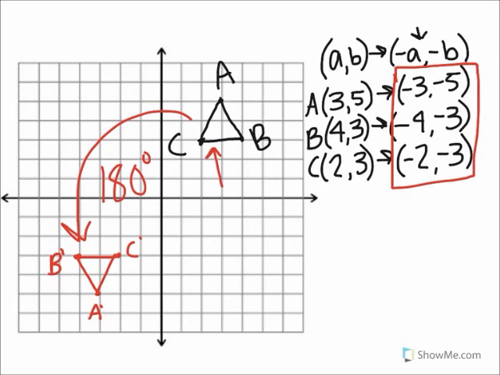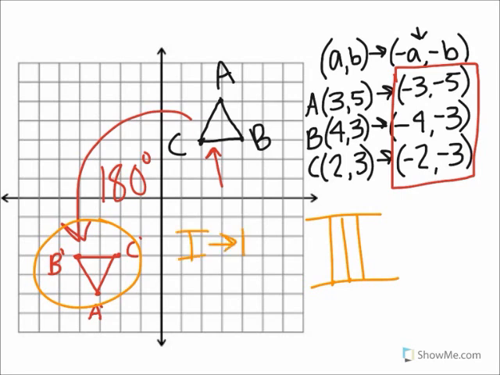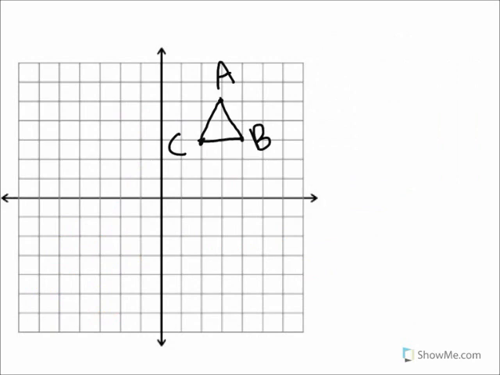This new figure is now in quadrant 3. Our figure ABC went from quadrant 1 to quadrant 3, A prime, B prime, and C prime, and this would be your final answer. Now we will do the same problem, but using the matrices that we just learned.